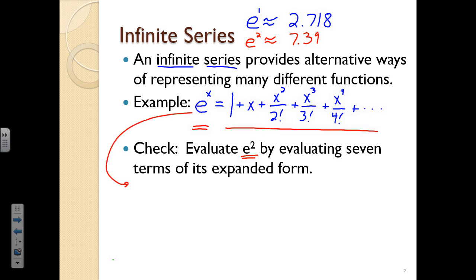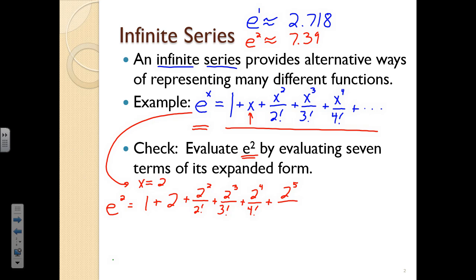If it actually works, then we're going to let x be 2, and therefore e squared can be found by taking 1 plus 2, that's our x value, plus 2 squared over 2 factorial plus 2 to the third over 3 factorial plus 2 to the fourth over 4 factorial. Now, these terms are getting smaller and smaller as we go, but if we want any kind of accuracy, we should go a little bit further. Plus 2 to the 5th over 5 factorial plus 2 to the 6th over 6 factorial. And we'll call it good. We could keep going, but the terms get pretty small beyond that.